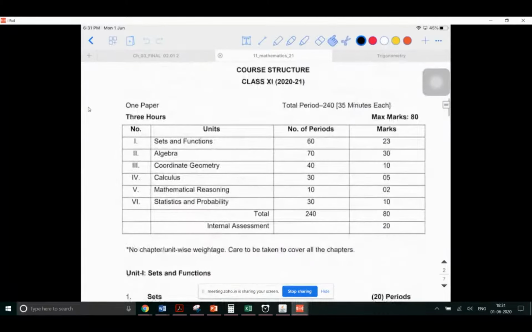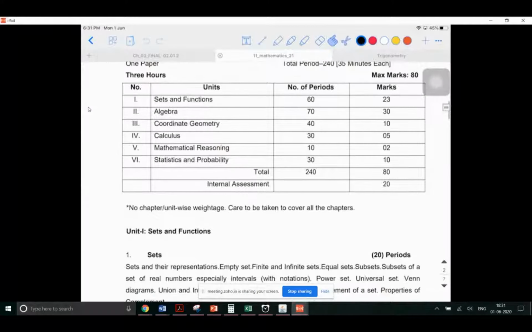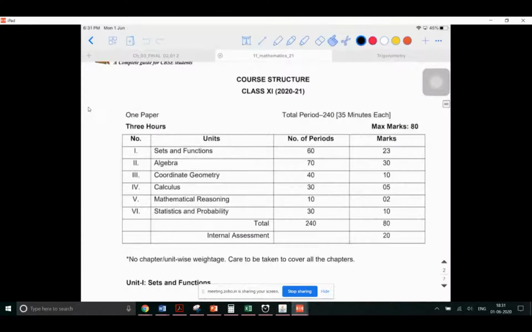See, if you look at your math syllabus, your math paper is going to be for 80 marks. So it is a total of 80 marks in 3 hours. So you have 6 units present in it. And the first unit is what is called as set and functions. So this is one of the new branches that you're going to completely learn.